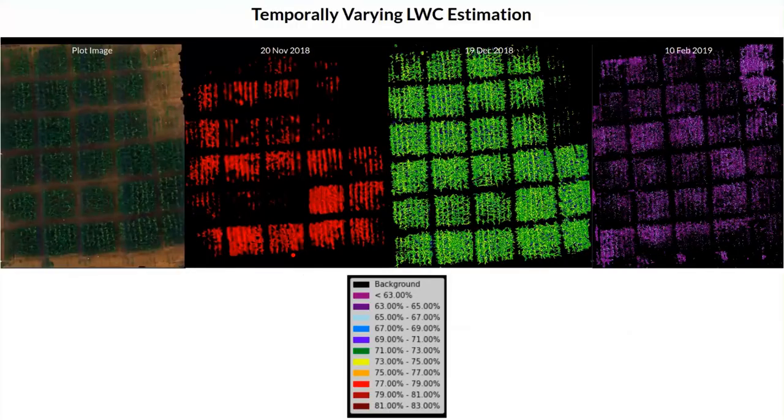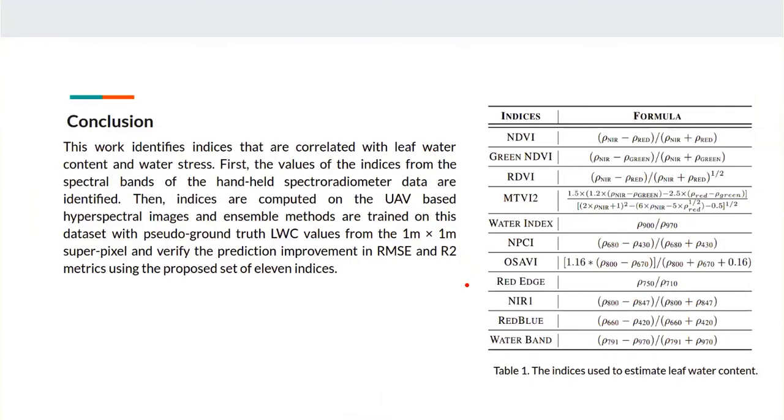And finally, we talk about temporally varying leaf water content estimation. So this is the plot image. This is at DAS 36, 63, and 115. And we plot them on a single scale, and we experimentally verify that using the indices that we have identified using the spectrophotometer data, and then using those indices and training a model for different regressors on the hyperspectral UAV captured data, we are able to identify the water stress status of the crop so that we can apply corrective measures to improve the yield.